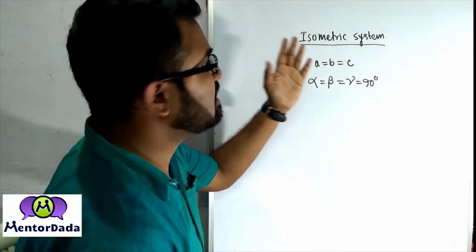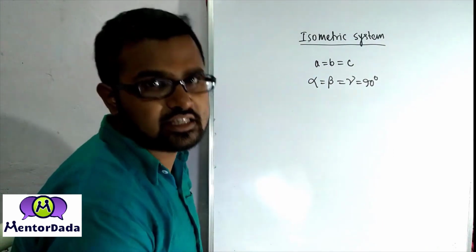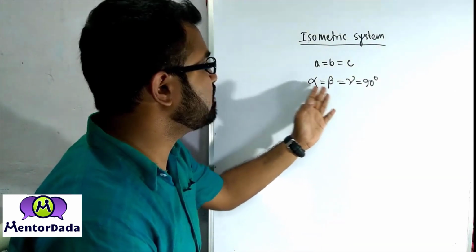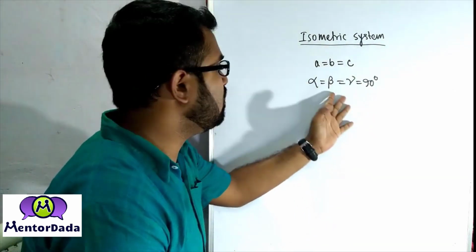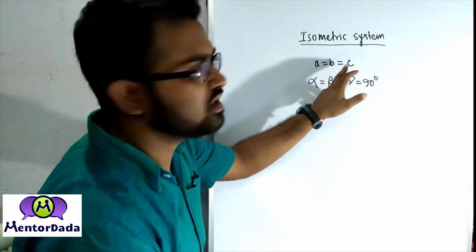Next is the isometric system. In this case, all the axes are mutually perpendicular, therefore alpha equals beta equals gamma, and all the axes are equal in length, that is A equals B equals C.